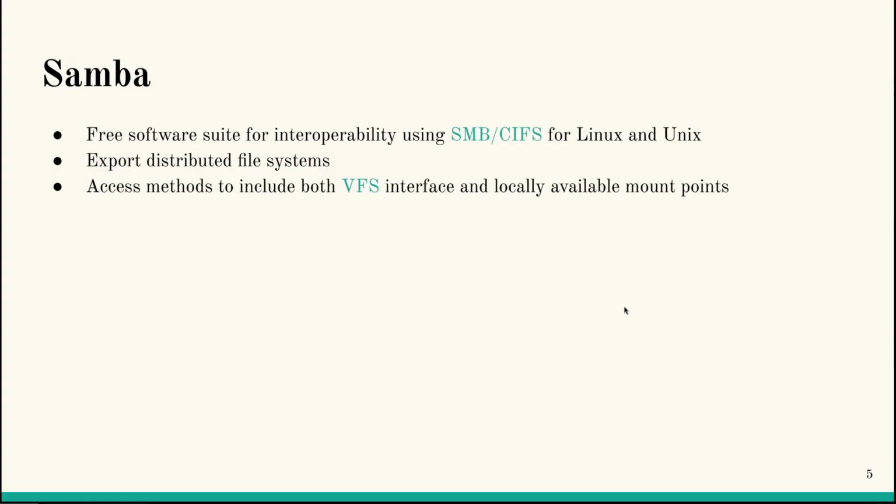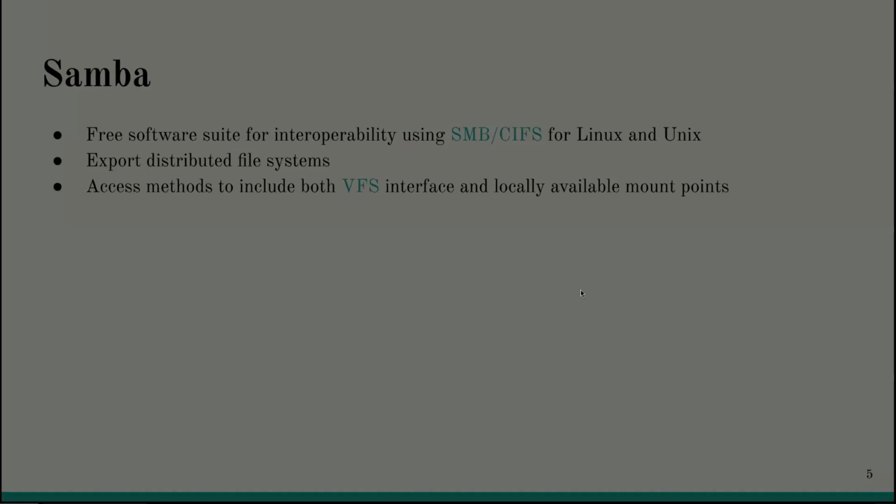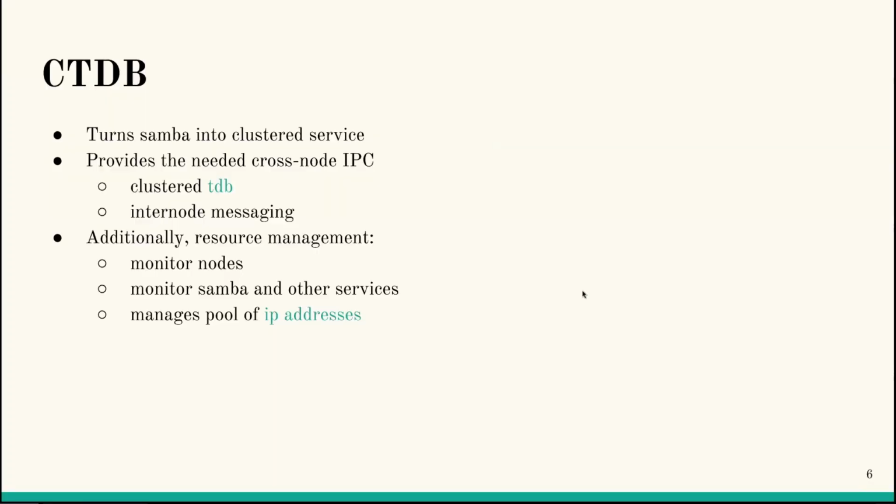So we start off with Samba. Samba, our favorite open source software for exporting volumes over SMB. Now, access methods to the backend file system include both VFS plugins as well as export of locally mounted file systems. Next is CTDB. It's used to set up a cluster of Samba servers. It provides the internode communications, allowing us to integrate several Samba servers running on independent machines to run as a single clustered service. Additionally, it also provides us with resource management required to run the service.